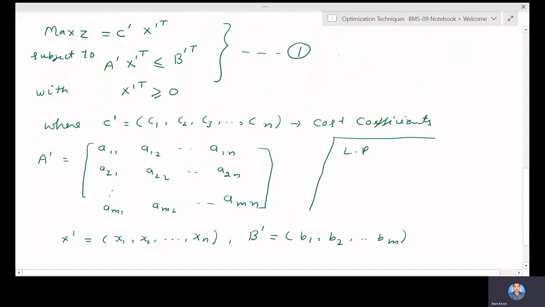This is the LPP with m constraints and n variables. This is the matrix representation of LPP with m constraints and n variables.